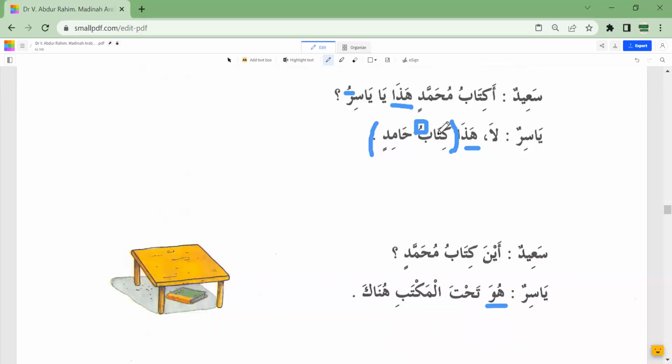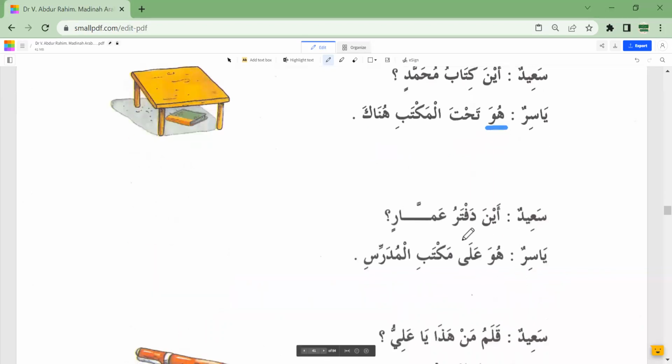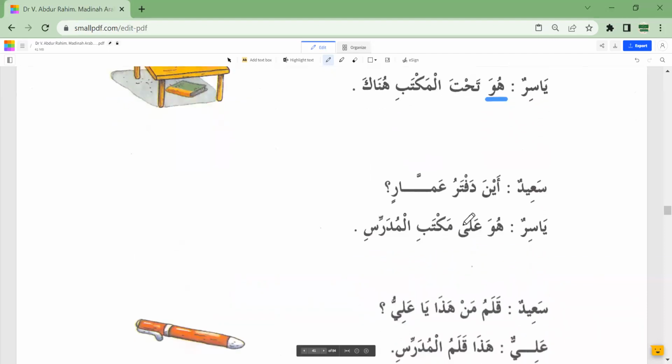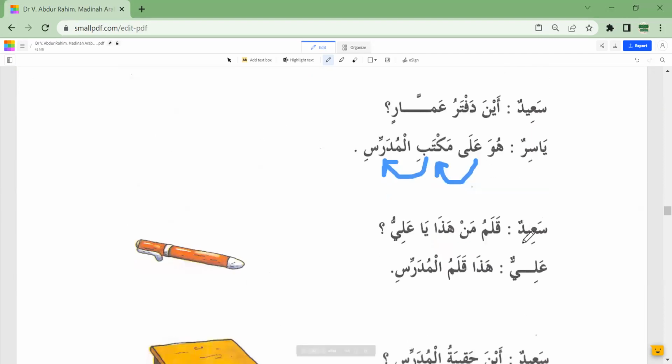And what about kitabu? Kitabu is marfu, right? We said that the mudaf is always marfu. So why is this one here? Because of Maktabi, harf of jar. It makes words kasra. So this harf of jar is making this one majroor, and maktabi is the mudaf, and it's making the mudaf ilayh majroor. Okay. All right. Next.